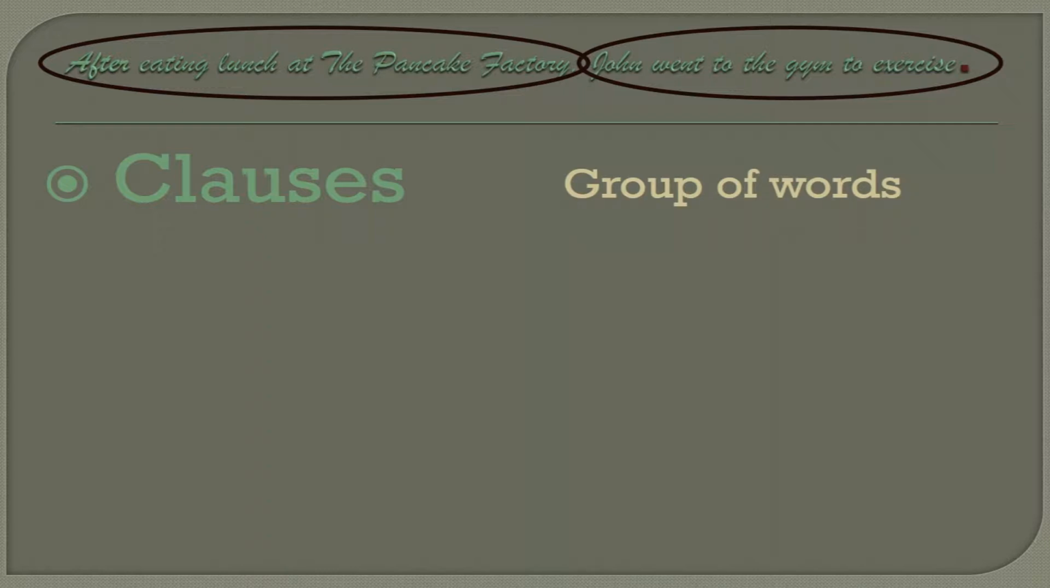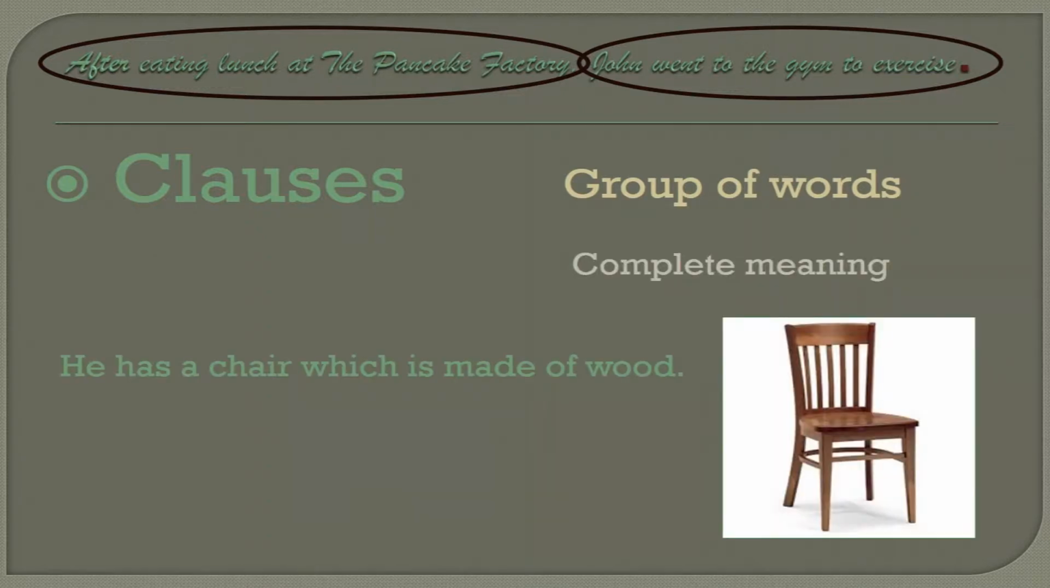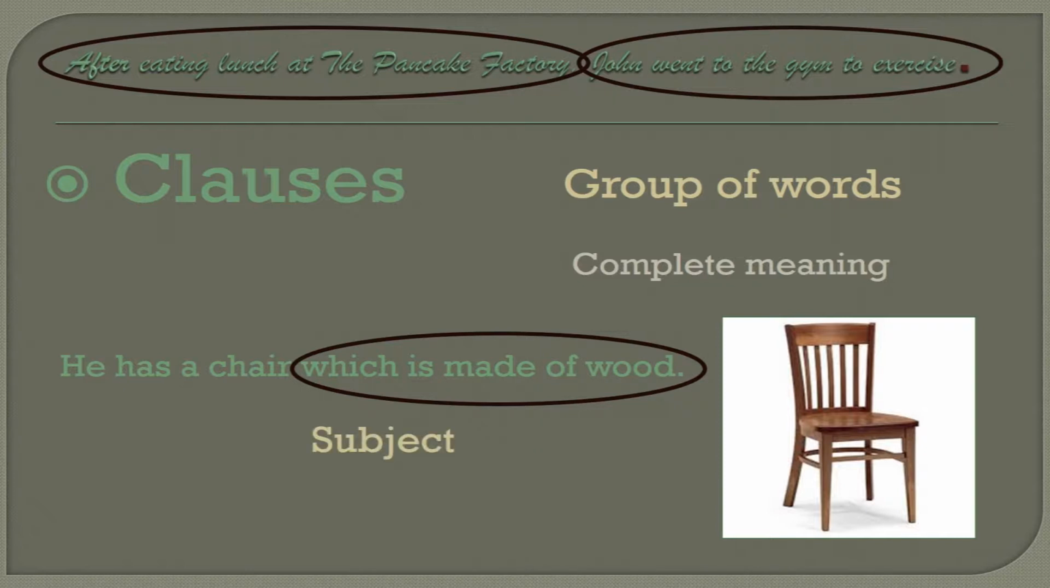Let's discuss clauses in detail. A clause is a group of words which conveys complete meaning. For example, he has a chair which is made of wood. The group of words "which is made of wood" has a subject, which, and a predicate, is made of wood, and is part of a sentence.